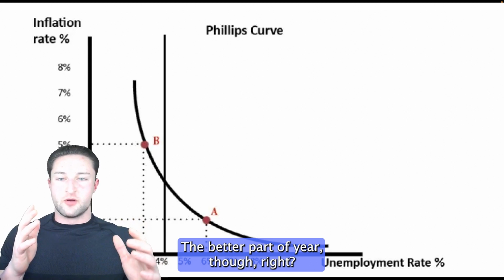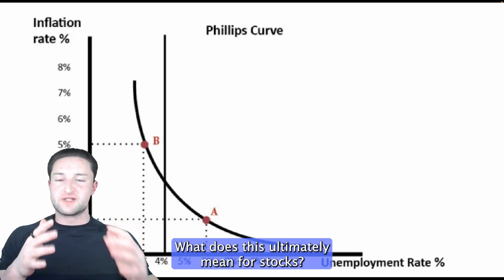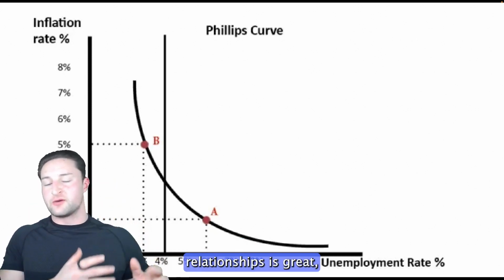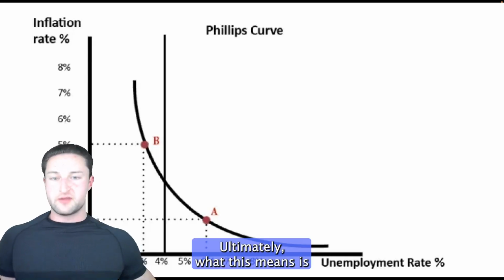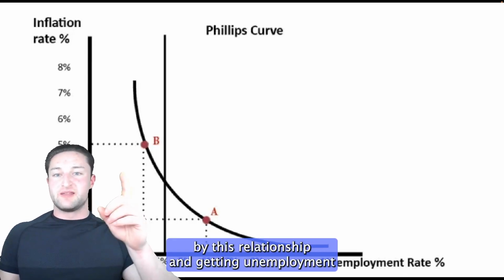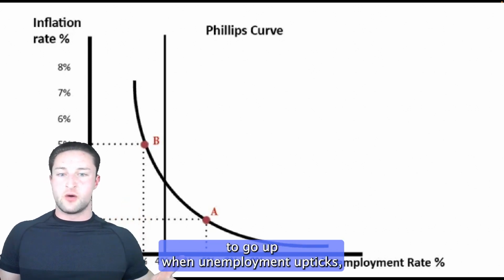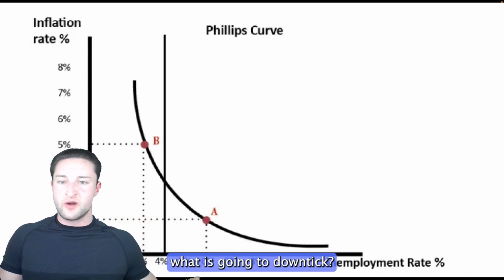The better part here though, right? What does this ultimately mean for stocks? Understanding all these economic relationships is great, but how do you apply it to stocks? How do we make money with this, right? Ultimately, what the Fed is trying to do through this relationship is get unemployment to go up. When unemployment upticks, what is going to downtick?